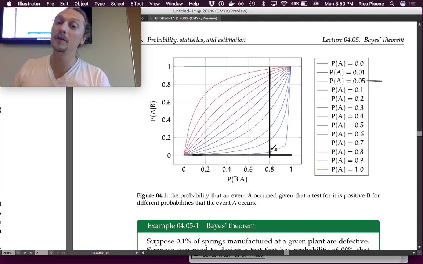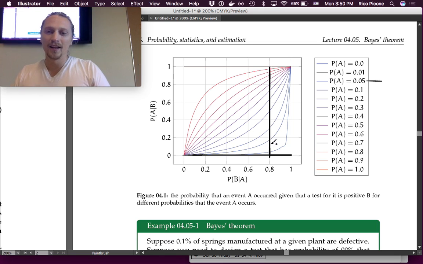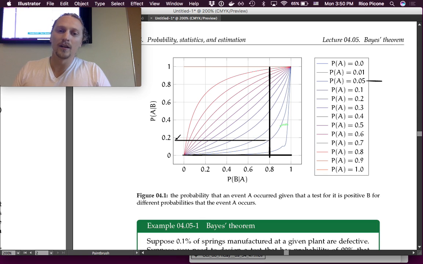So if you have a test that's 80% effective, then if you come back with a positive result from that test, there is an 18% chance you actually have it.